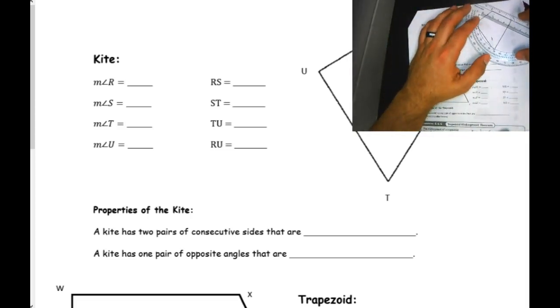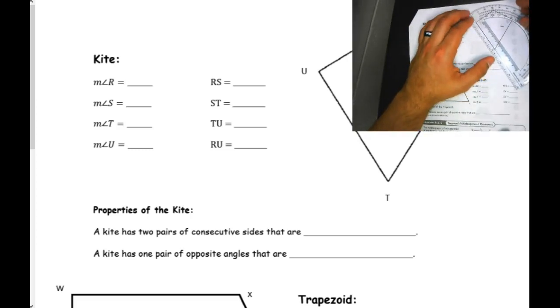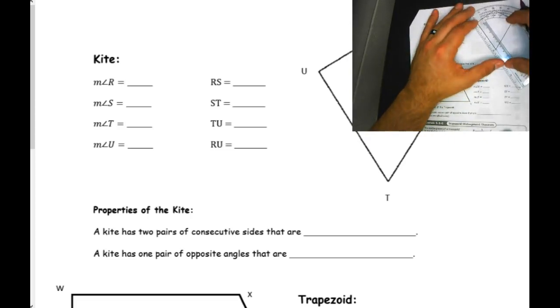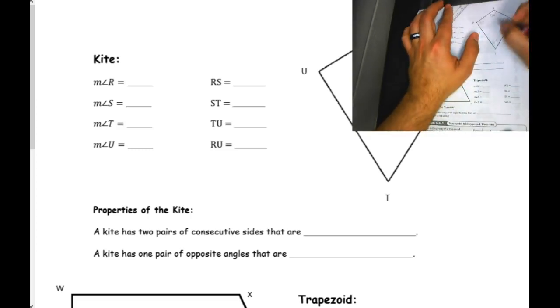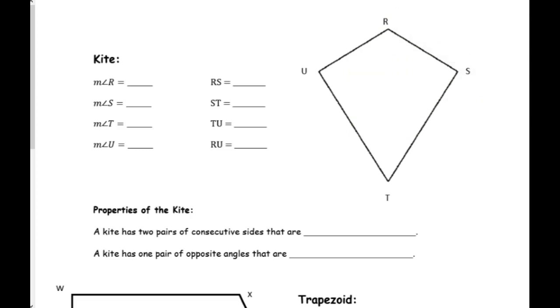Angle S is about 90 degrees. And angle T is at about 64 degrees. All right, so it might be kind of hard to see. So R we had 116, T is 64, S and U are 90, okay?